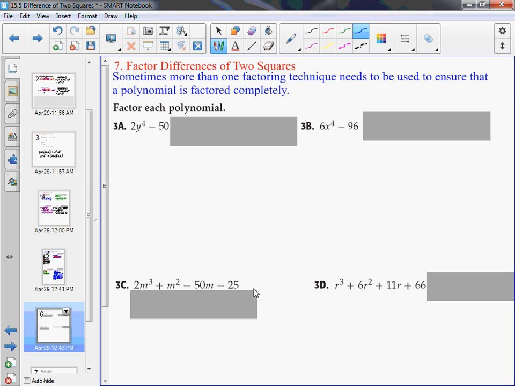Look at 3a. Is there a greatest common factor? Yeah, 2. So first let's factor out a 2. That'll leave us with y to the 4th minus 25. And y to the 4th minus 25 is a difference of two squares. What's a? Y squared. What's b? 5. So leave the 2. A is y squared. B is 5.